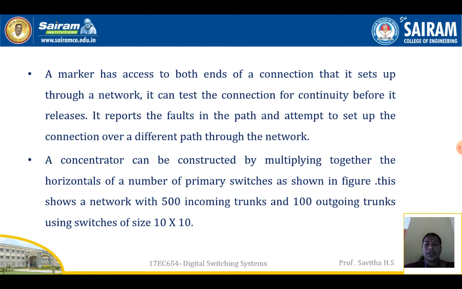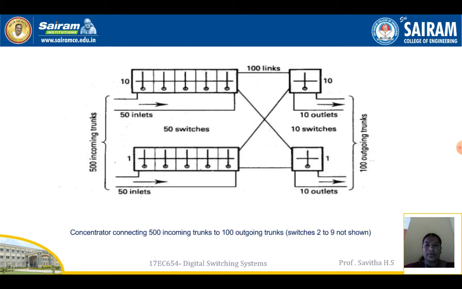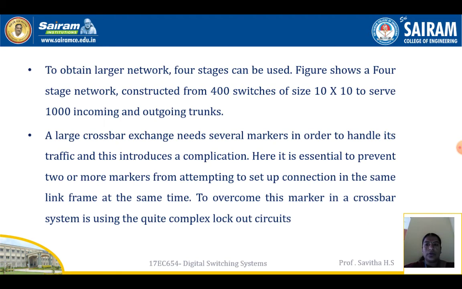The concentrator can be constructed by multiplying together the horizontals of a number of primary switches, as shown in the figure. This shows a network with 500 incoming trunks and 100 outgoing trunks using switches of size 10 cross 10. The figure shows the concentrator connecting 500 incoming trunks to 100 outgoing trunks. Switches 2 to 9 not shown.